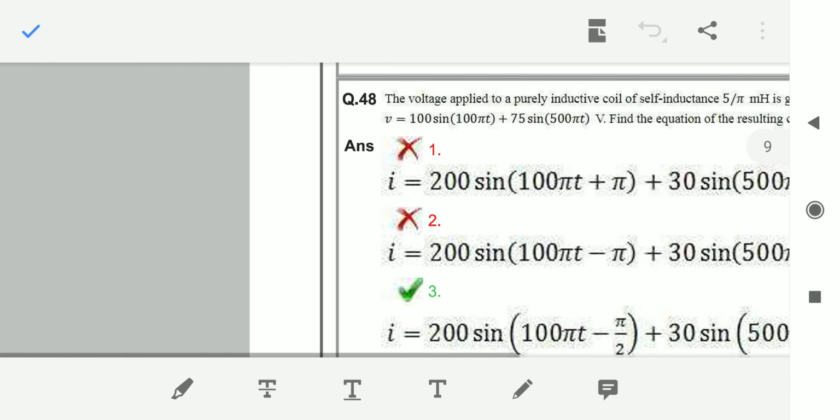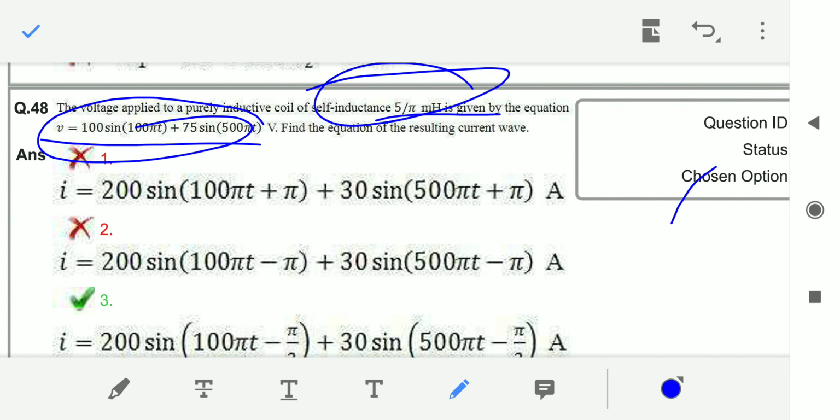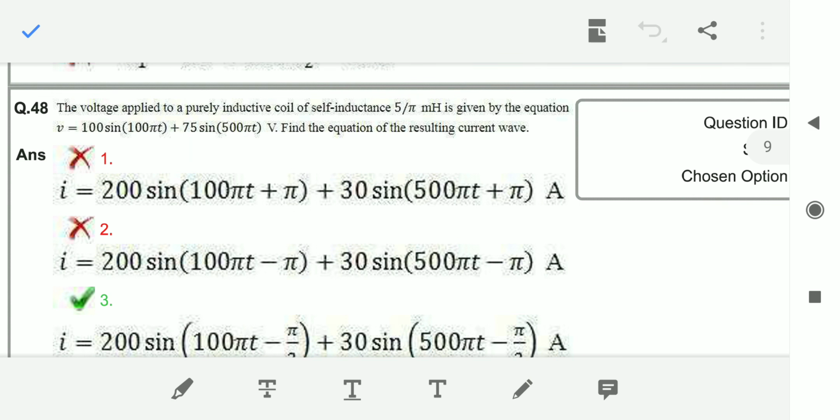The voltage equation is given, and the inductance is given. Most students, while reading the question, will try to calculate the XL value, and once they have calculated XL, they will try to calculate the current from this voltage equation. You need not try all these things. Directly you can pick your answer from the options. I will tell you how right now.